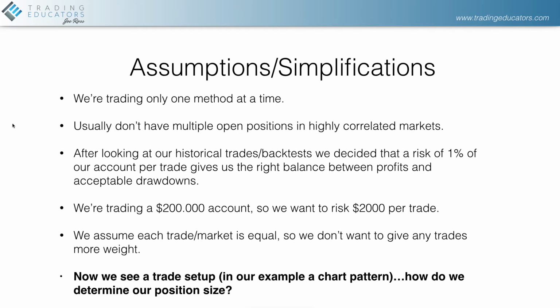And we also don't trade multiple open positions in highly correlated markets. So we usually only have one position or a couple of positions in markets that are not correlated. And after looking at our historical trades and backtests, we have decided already that we want a risk of about 1% per trade, which is going to give us the right balance between the profits we want and the drawdowns we can live with and accept.